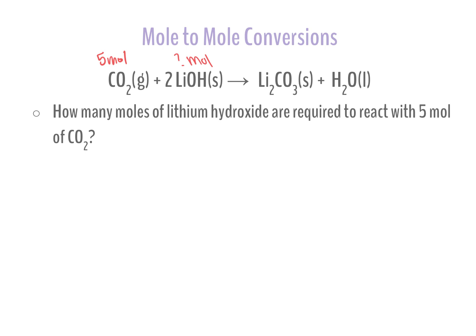So the question we want to ask is, if we combine these two and we want to make sure we use up all 5 moles of CO2 in our reaction with nothing left over, right? We want to use up all of it. How much lithium hydroxide would we need to add to our reaction? Does that kind of make sense what we're looking at here? If I start with 5 moles of carbon dioxide, how many moles of lithium hydroxide would I need?